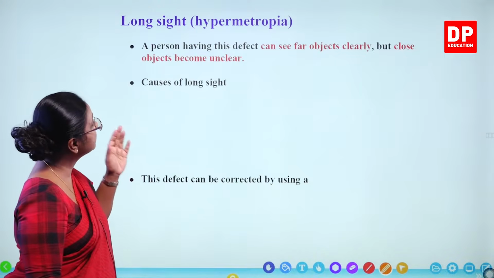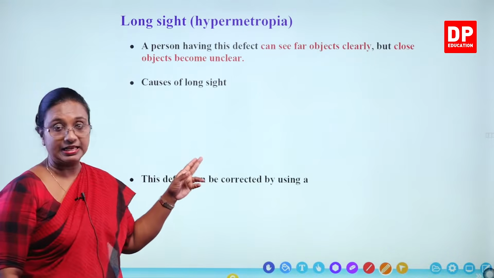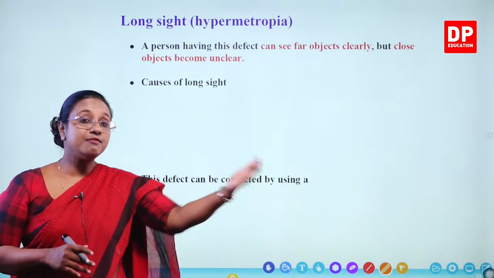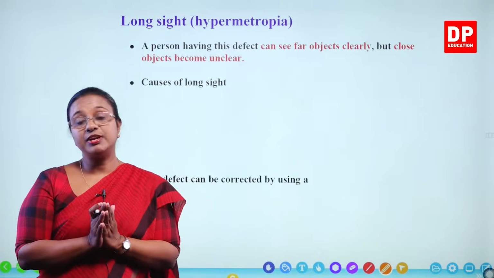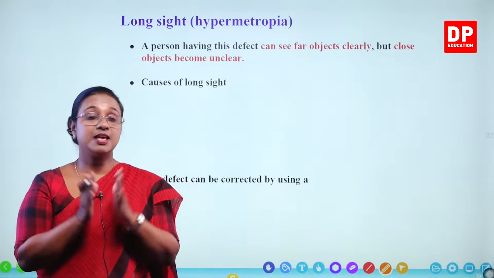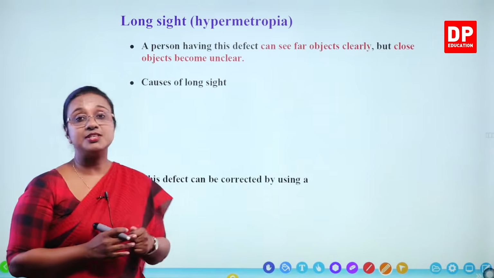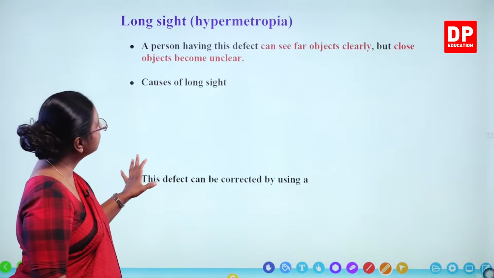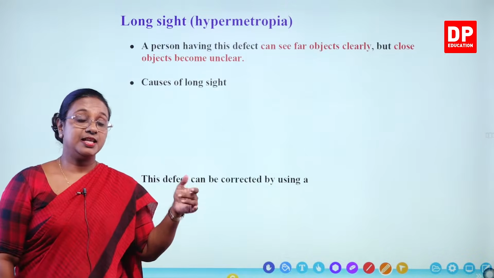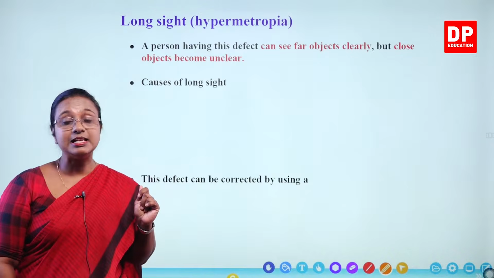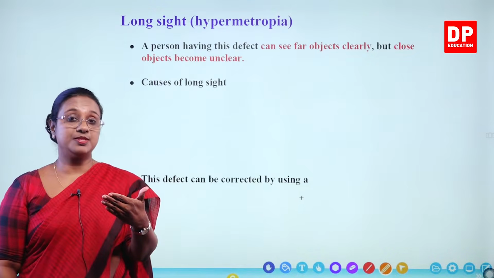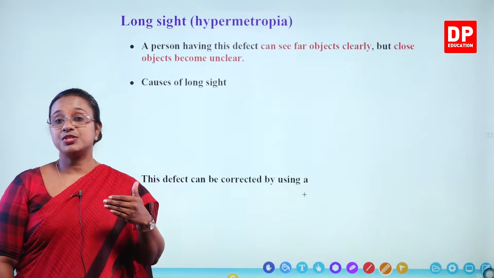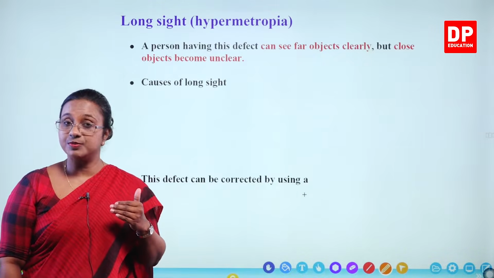A person having this defect can see far objects clearly, but close objects become unclear. So as I told you, you can see everything that is far away, but it's difficult to read a textbook because that's a close object. Then that condition is known as long sight. So the causes of long sight. Now you can understand, you can see far objects. Then the curvature of the lens has to be less. But if you want to see close objects, the curvature has to increase. So if that is not possible, then you cannot see close objects clearly.